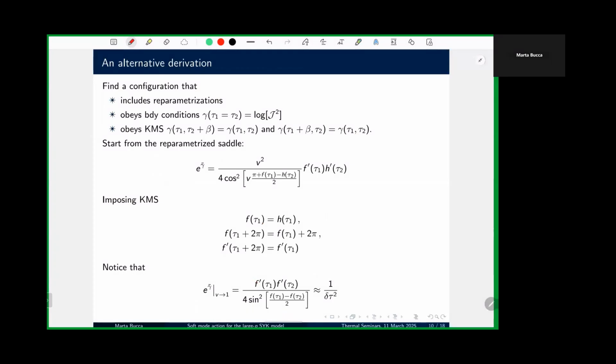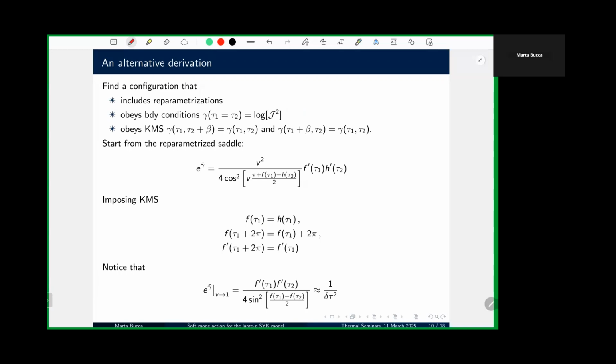And the second one consists of writing down a nice ansatz and then plugging this nice ansatz into the Liouville action and computing. So what is this nice ansatz? What do I mean by nice? Well, we want the configuration that we choose to, first of all, of course, include reparameterization. And we also want it to obey the boundary condition, so the fact that gamma on the boundary has to be equal to the log of j squared. And finally, we also want it to obey KMS.